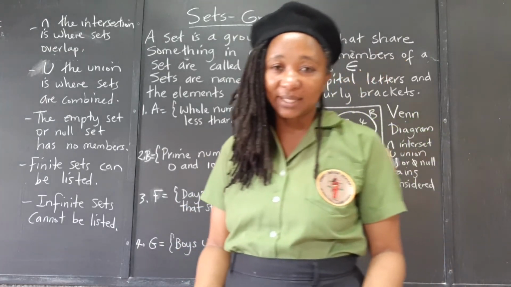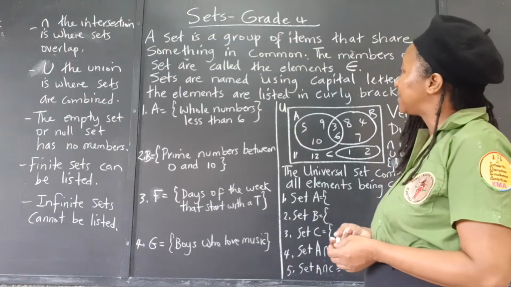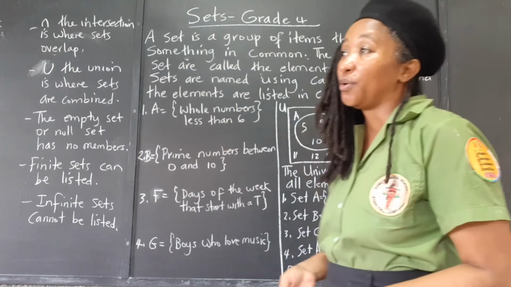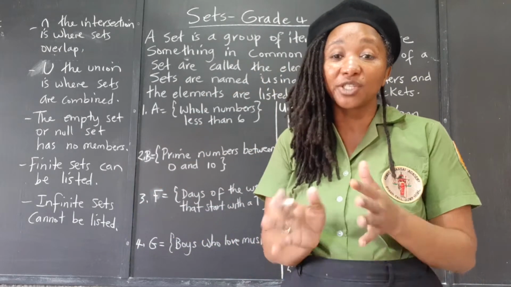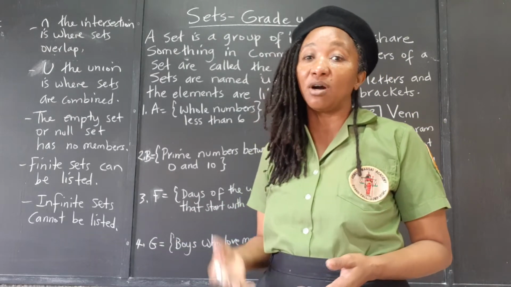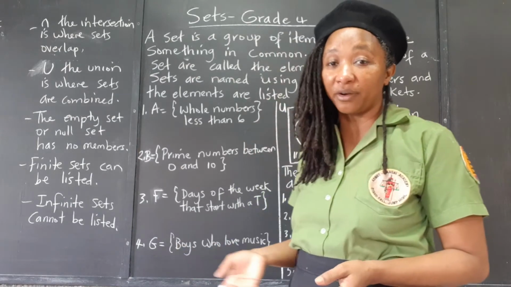What is a set? Let's read the definition. A set is a group of items that share something in common. They might not be exactly the same in all areas, but once they share something in common, they can be a part of that set. So you can belong to several different sets based on what you have in common with the other members of that set.